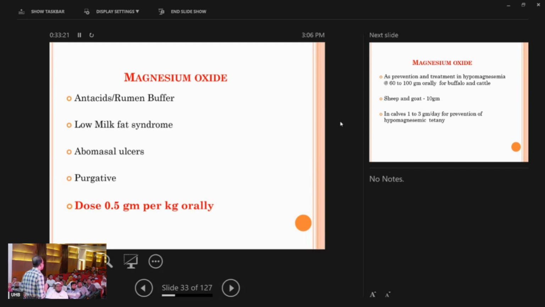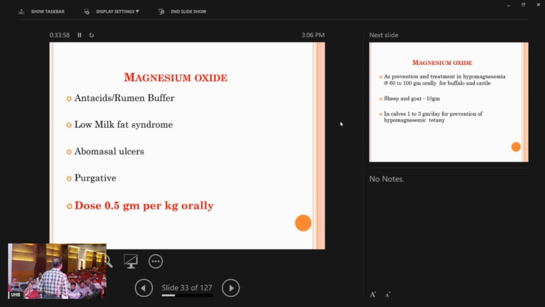And next is magnesium oxide. All these things are available in the market. We only have to get them and you can use them in the relevant cases. It's an excellent antacid. It acts as a rumen buffer in case of low milk fat syndrome. For example, the farmer says an individual animal is producing 10 or 15 liters in the morning and 7 liters in the evening, but the milk fat percentage is not up to the mark. That is called low milk fat syndrome. The morning milk fat percentage will differ more when compared to the afternoon milk.